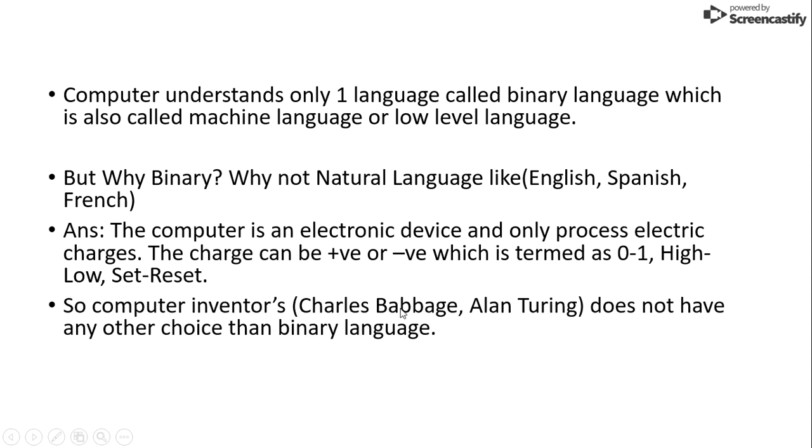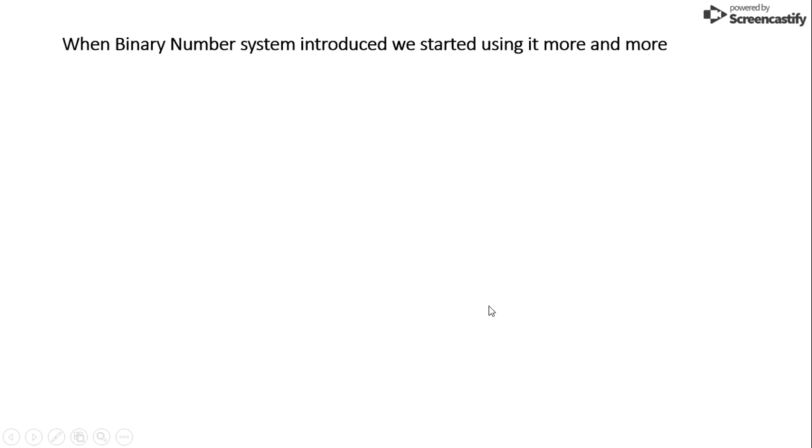The computer inventors Charles Babbage and Alan Turing were responsible for developing this binary language, and based on this, all the digital devices have been developed. When the binary number system was introduced, we started using it. For example, for one input, we used one electronic wire. Using this, we were able to create electronic buttons like a switch, which can be turned on and off.